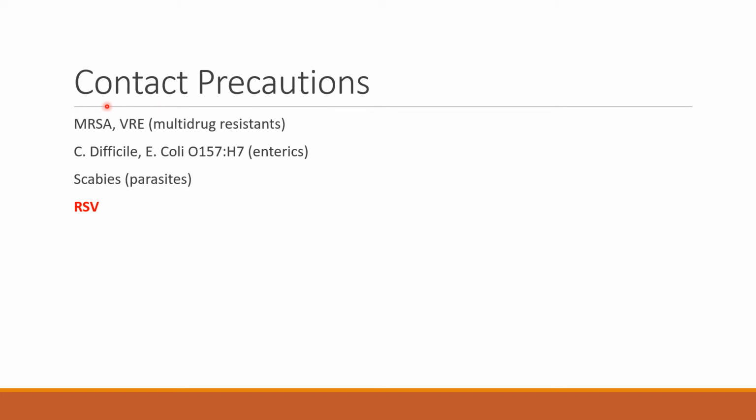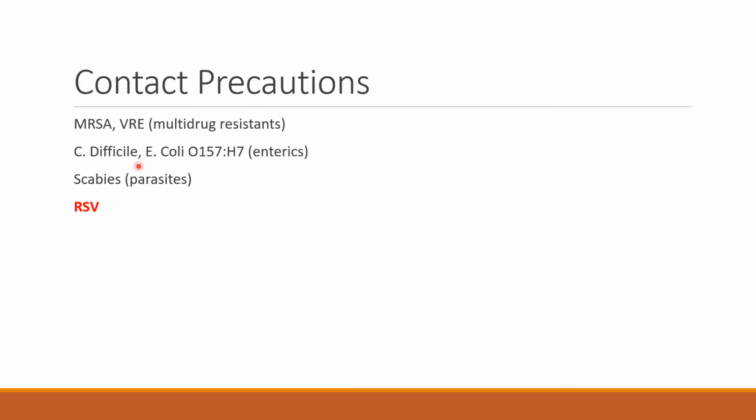Another type of precaution is contact, and these all make sense because for MRSA and VRE, you cannot get these via air. So think about that. If we got all of these from air, the world would be a really bad place to live. You may also remember that multi-drug resistant bugs are a topic of contact precautions, and also enterics, the bugs that give you diarrhea, also need contact precautions.